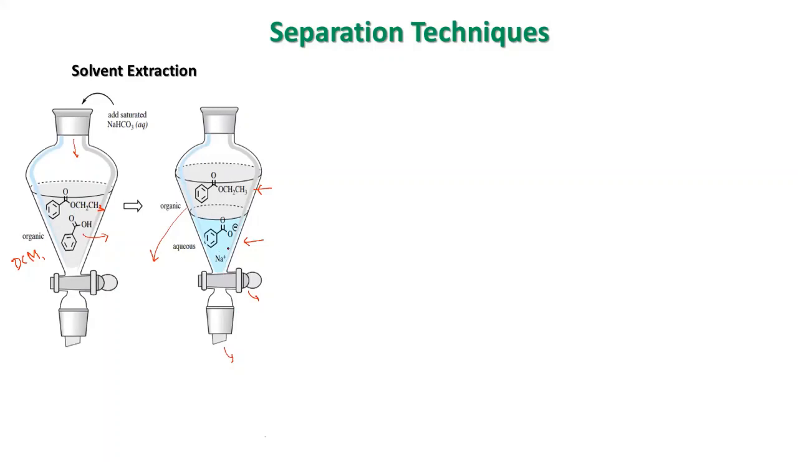Okay, and for the water layer, since you have made the salt and the salt is dissolved here, like sodium benzoate, how can you get that back? Who can tell? What is the technique to get back the carboxylic acid? What can you do with this water layer? Who can tell quickly? You have done your practical, so I think you should be able to tell.